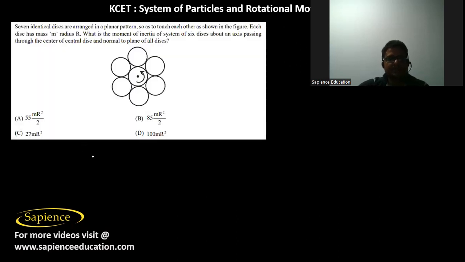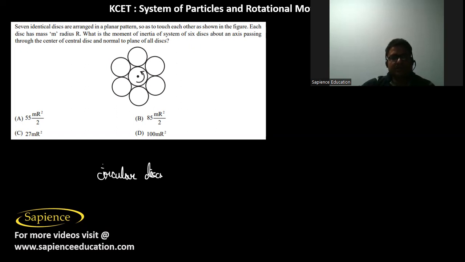Then here it is told that 7 identical circular disks are arranged in a planar pattern so as to touch each other, as shown in the figure.